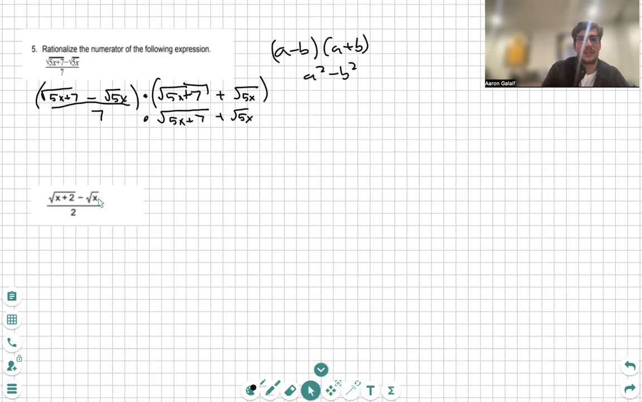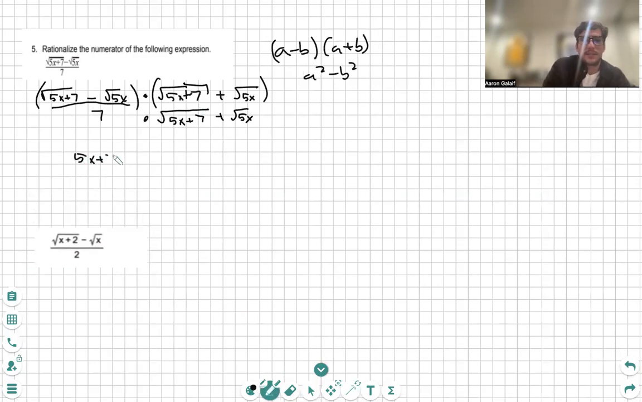So next, we can see that the first term, a times a, gets multiplied. We have 5x plus 7. Then we're just going to have the minus, ignore the middle term because we have a perfect square. Square root of 5x times square root of 5x is 5x. Then we're just going to have this all over 7 times square root of 5x plus 7 plus square root of 5x.